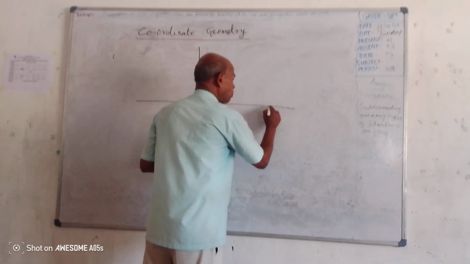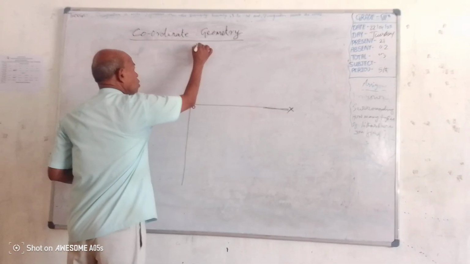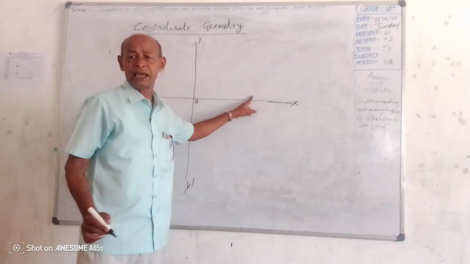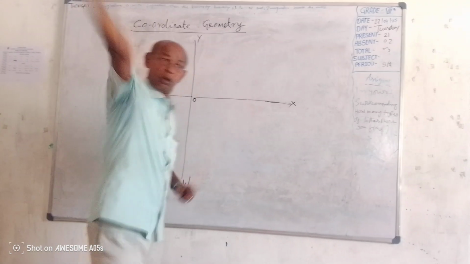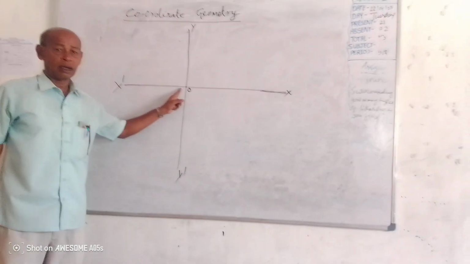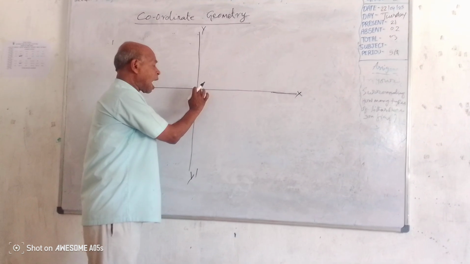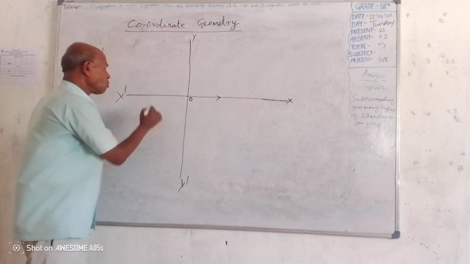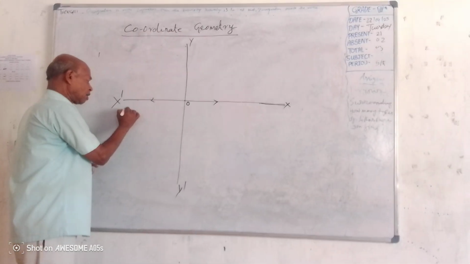Then suppose this line is X'OX and this is OY, OY'. This is your X axis and this is your Y axis. O is the origin. From the origin, whatever distance we measure to the right is taken positive, and whatever distance we measure to the left of the origin is considered negative.